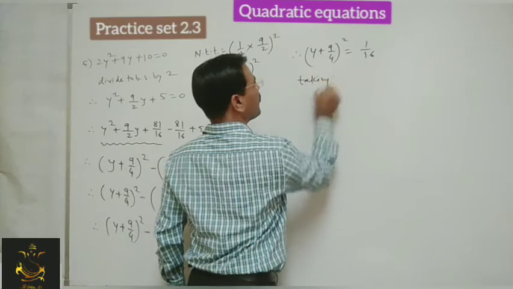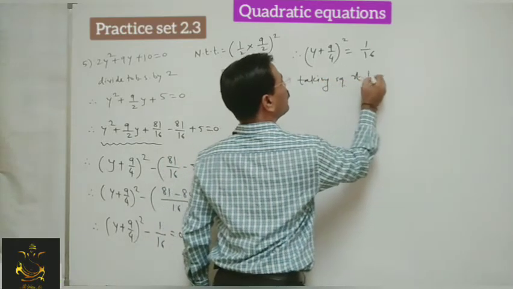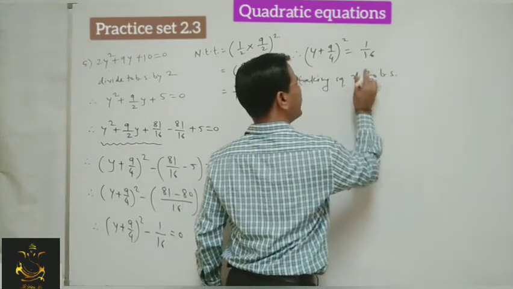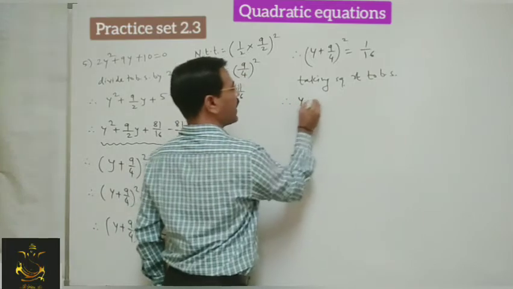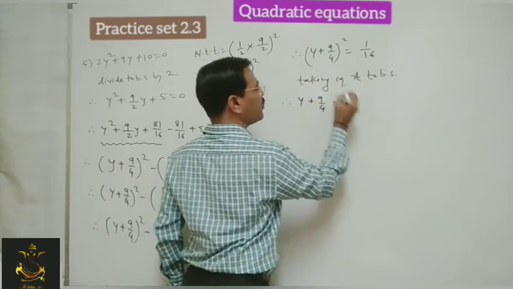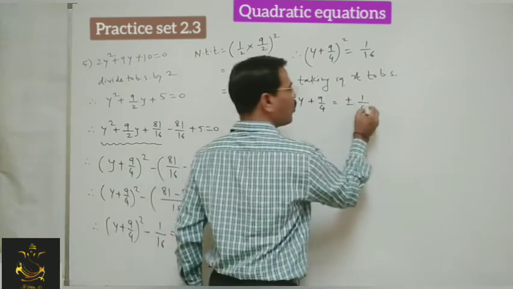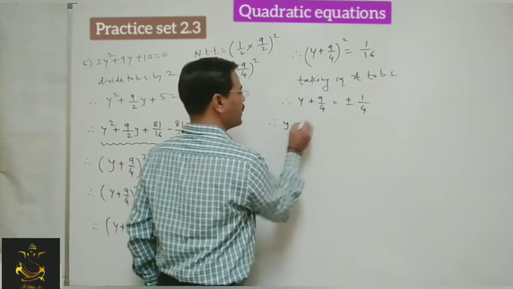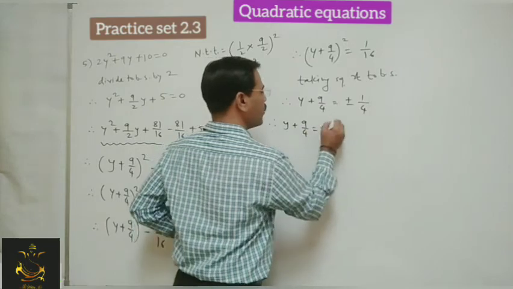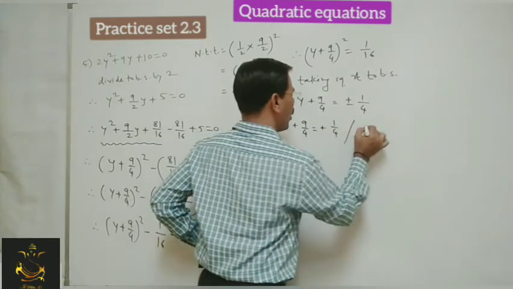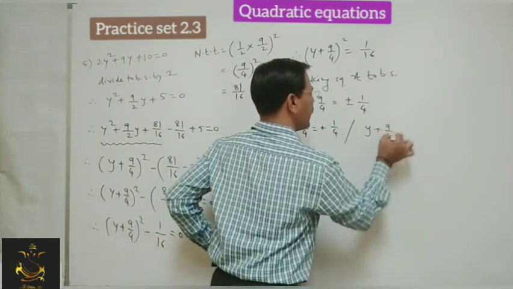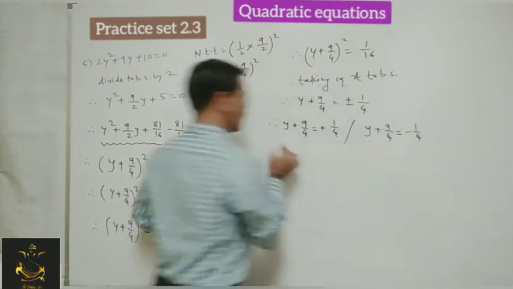Taking square root to both sides. It is very important. So you can write y plus 9 by 4 is equal to plus or minus 1. Root of 1 is 1, root of 16 is 4. So you can write y plus 9 by 4 is equal to plus 1 by 4, or y plus 9 by 4 is equal to minus 1 by 4.